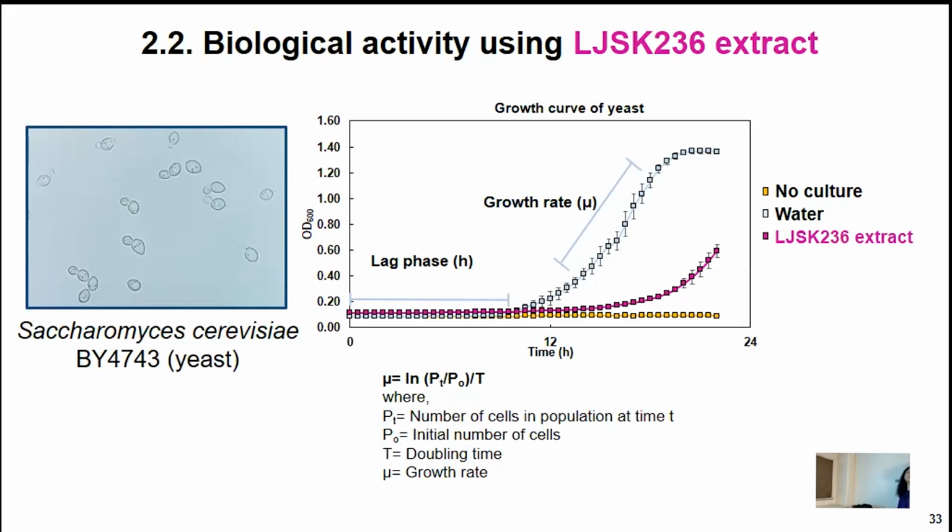Lag phase is the initial time the cells take before they start to grow, whereas growth rate is the rate at which the cells are dividing at a constant rate. Why we measured lag phase and growth rate was because when the cells were treated with this 236 extract, we noticed that the cells were taking more time to grow. The lag phase was extended. In addition to that, we found the growth rate being reduced. So we measured lag phase and growth rate. Growth rate we measured using this formula.